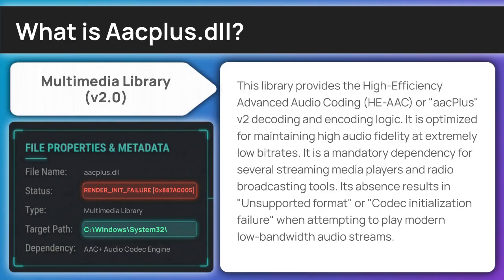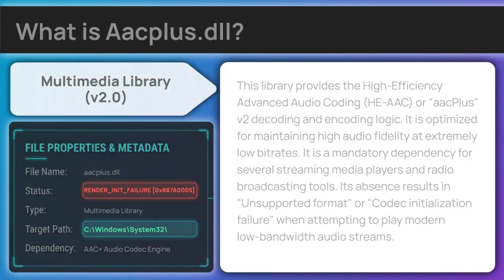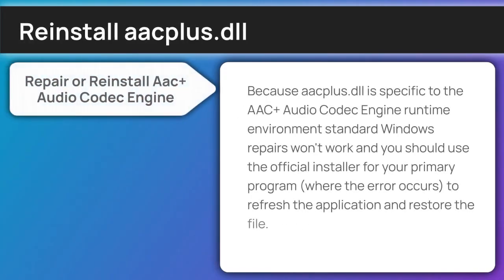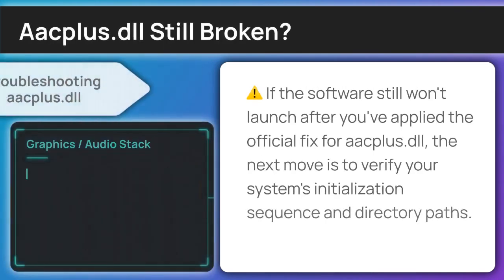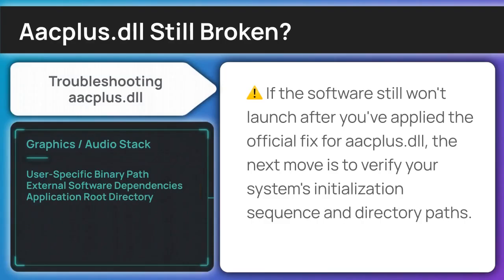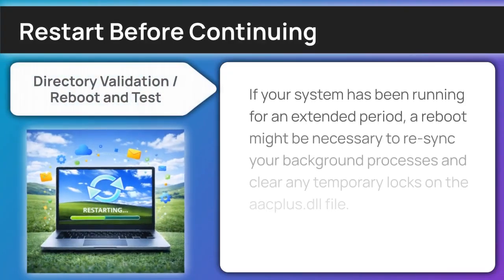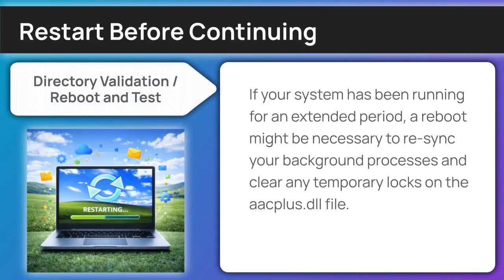Now that you're up to speed on the file's role, let's begin the repair process. Because AAC Library DLL is specific to the AAC Audio Codec Engine runtime environment, standard Windows repairs won't work, and you should use the official installer for your primary program, where the error occurs, to refresh the application and restore the file. If the application still won't initialize, we need to shift our focus to how the Windows loader is interacting with the library. A system reboot is a reliable way to clear away zombie processes that might be interfering with AAC Library. It's a low-impact step that ensures your operating system is starting with a synchronized environment.